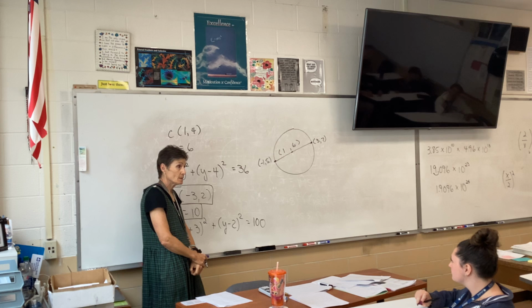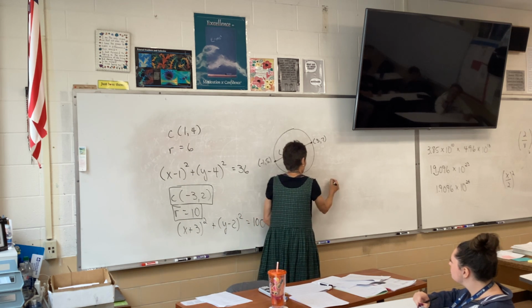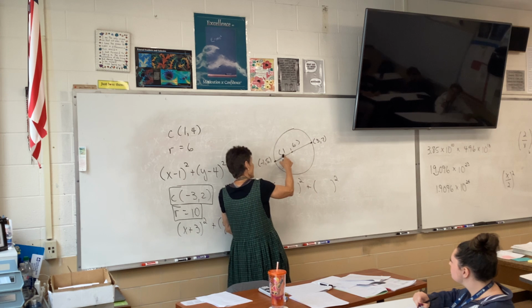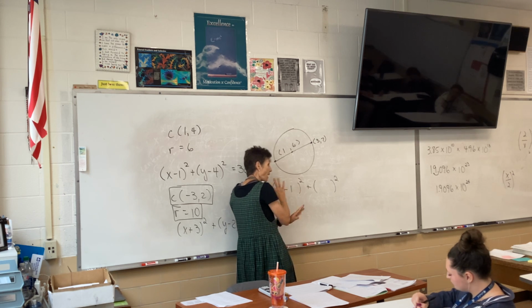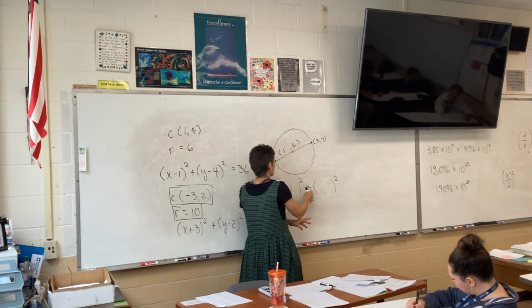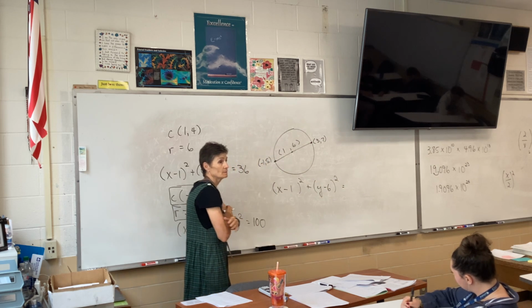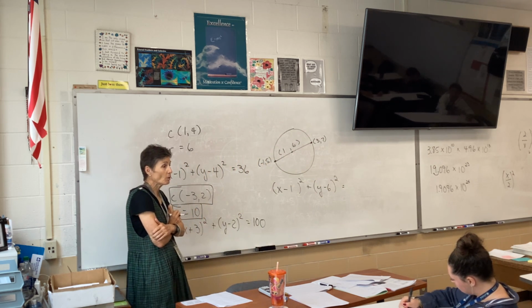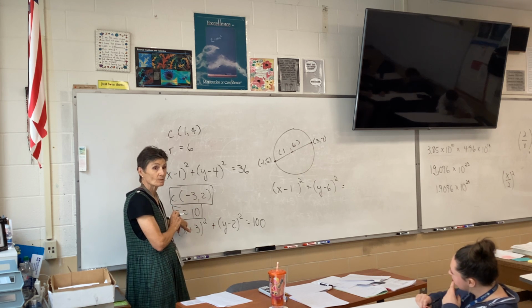Would you agree? So I can start my equation, because I know if the center is (1, 6), this will be x minus 1. It's the opposite. And this will be y minus 6. All right, so that's partway there. Now, I need to figure out my radius.